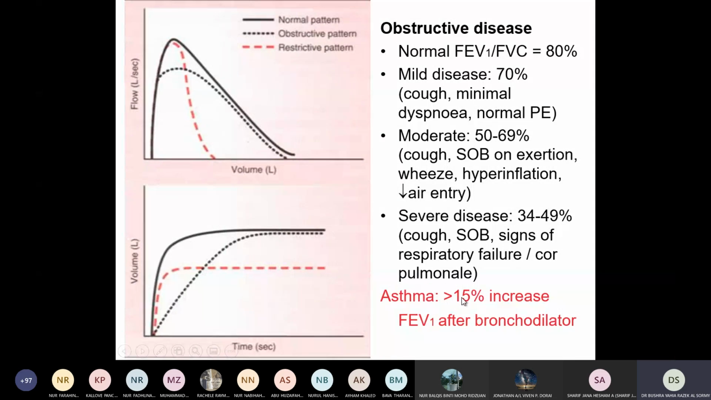In asthma, usually more than 50% is the increase in FEV1 after bronchodilator. Okay. This one you have in the lung function test, isn't it?